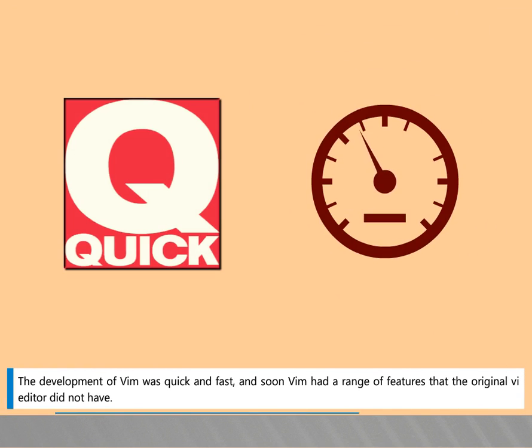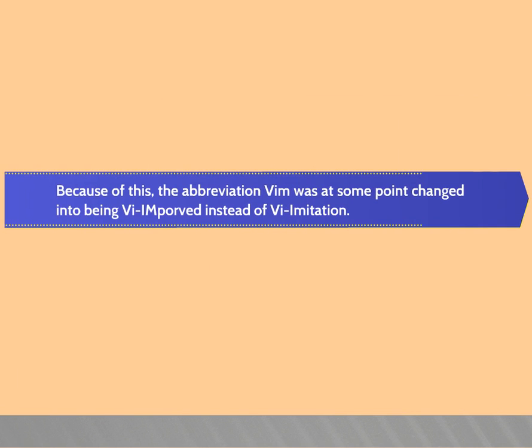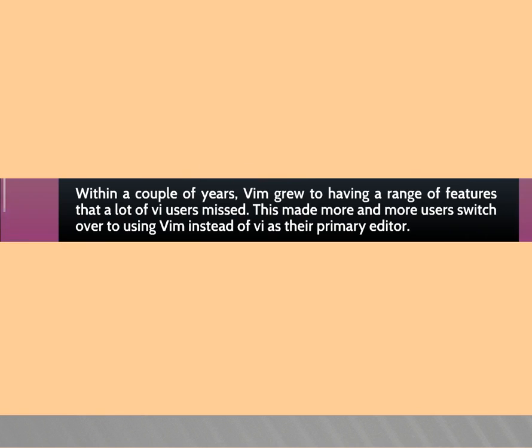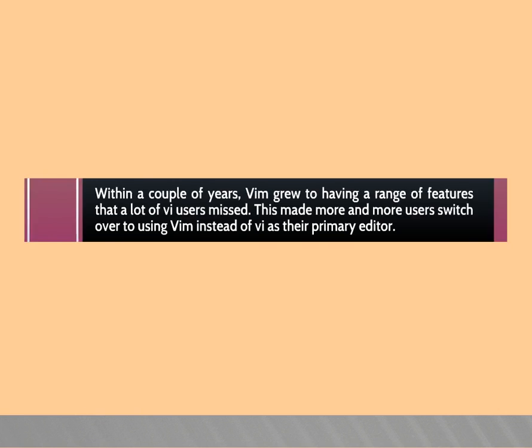The development of VIM was quick and fast, and soon VIM had a range of features that the original VI editor did not have. Because of this, the abbreviation VIM was at some point changed into being VI improved instead of VI imitation. Within a couple of years, VIM grew to having a range of features that a lot of VI users missed. This made more and more users switch over to using VIM instead of VI as their primary editor.